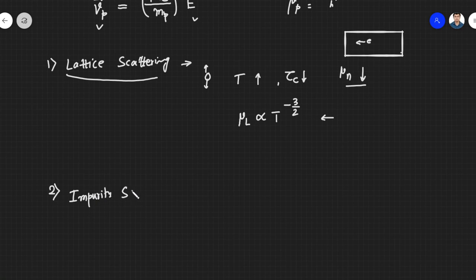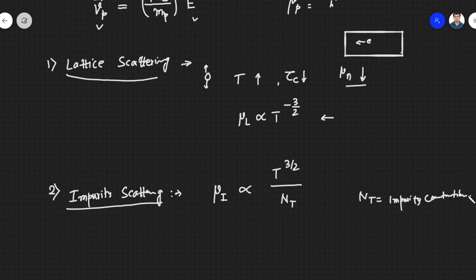Impurity scattering. Okay, so impurity scattering, again, we will define it as mu I. Theoretically it is shown like this: it is proportional to T to the power 3 by 2 divided by Nt. So let me explain the value. What is Nt? Nt is the concentration of impurity, or impurity concentration.